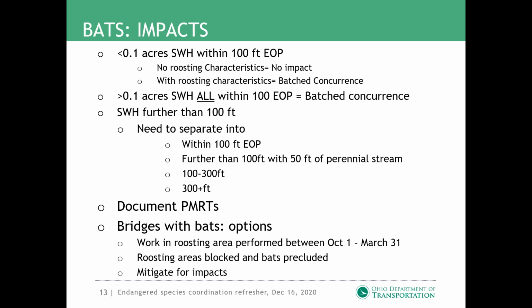And then if we are impacting suitable wooded habitat further than 100 feet, we need to separate this into groups. These groups are suitable wooded habitat that will be impacted within 100 feet of the edge of pavement, then further than 100 feet, 50 feet, or within 50 feet of a perennial stream, and then from 100 to 300 and anywhere past 300. We also need to document any potential maternity roost trees.